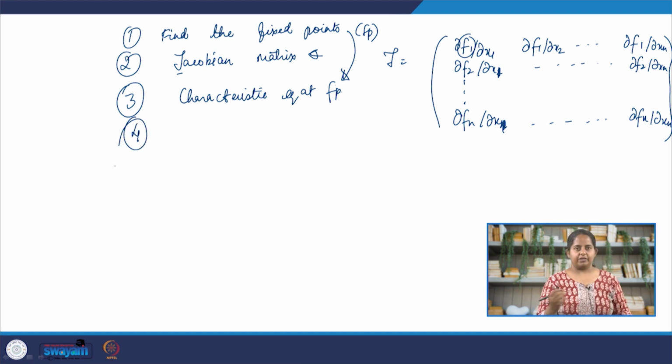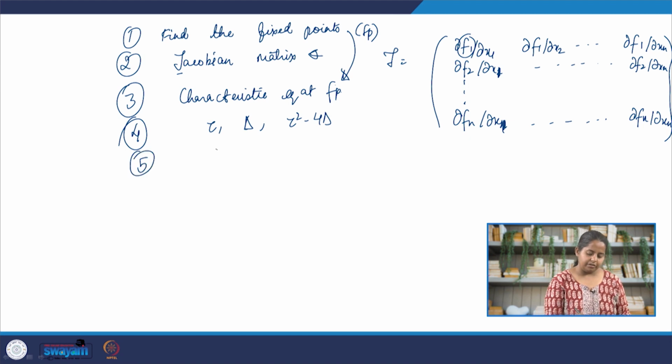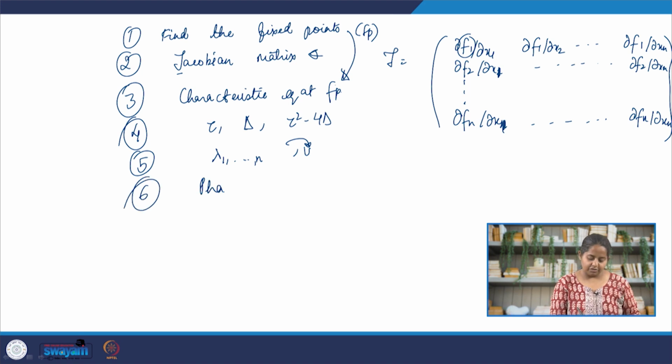Then the fourth step is very simple. You can either directly find tau, find delta, tau squared minus 4 delta, and then look at your graph and understand how the trajectories will behave around the fixed point, especially if you're dealing with a saddle or a spiral. Very important to find the eigenvalues and eigenvectors. So the next step would be to find the eigenvalues, however many there are, and the corresponding eigenvectors, and then you can do the final step, which is to draw the phase portrait.